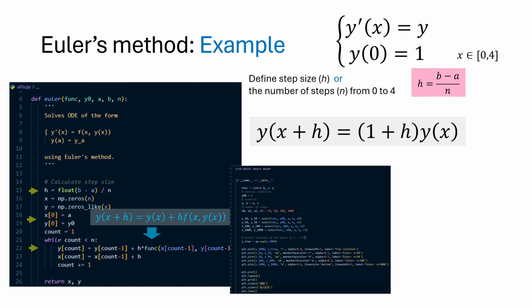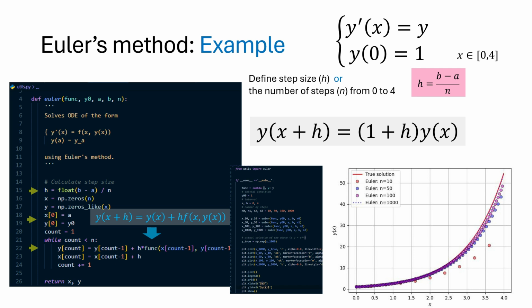A smaller step size requires more computational steps, but it typically leads to a more accurate result, as we can see in this figure. The solution gets closer to the true solution as n increases, which means h gets smaller. In the next video, we will review Taylor series methods of higher order.